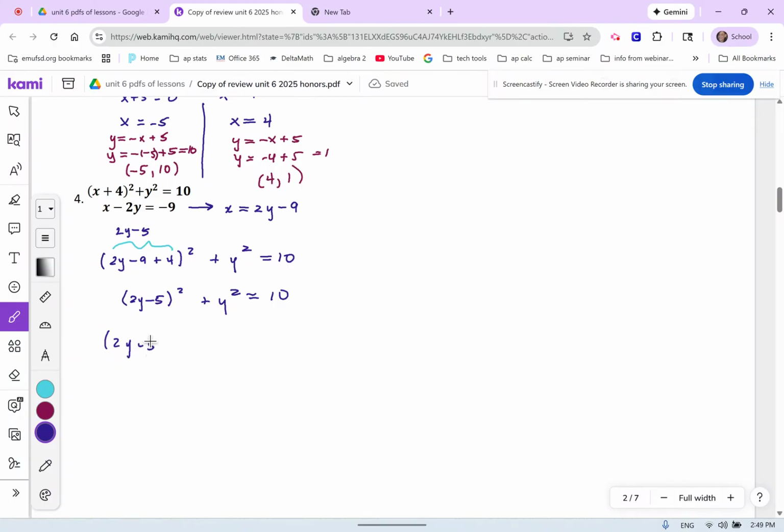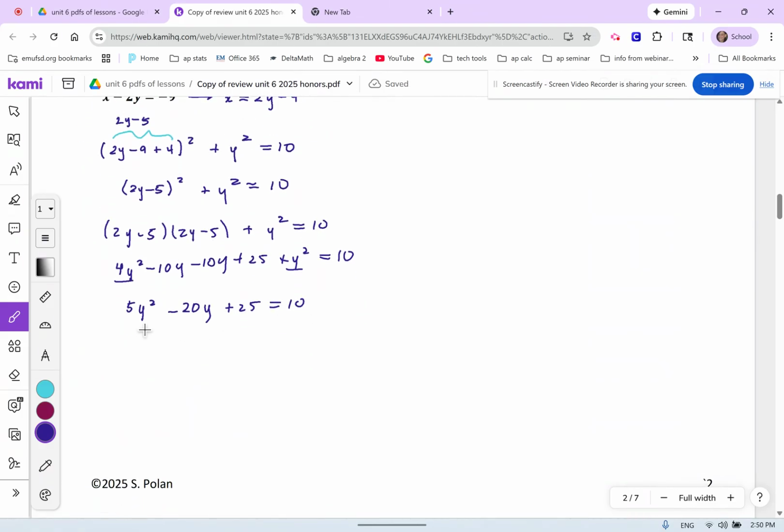I'm going to expand. So I get 4y squared minus 20y plus 25 plus y squared is equal to 10. Now I'm going to combine like terms. So I get 5y squared minus 20y plus 25 is equal to 10. I'm going to then subtract 10 from both sides because you need the equation to be in standard form.